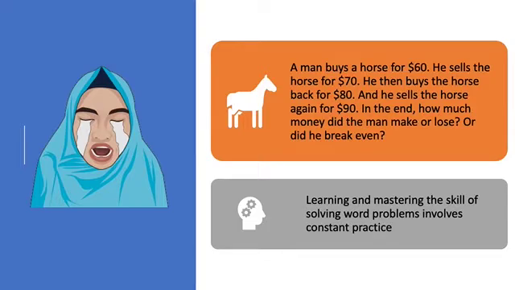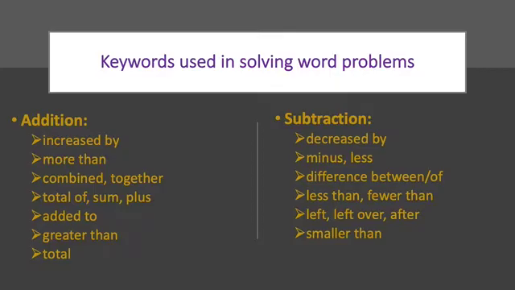Let's go through a few keywords to identify when solving a word problem. These are few keywords when solving problems involving addition and subtraction. Words like increase by, total, greater than, together, and so on indicate the math operation addition. Keywords like minus, less than, leftover, difference between, and so on indicate subtraction.